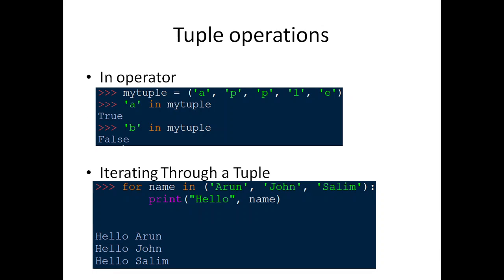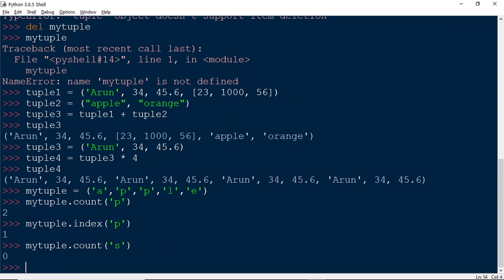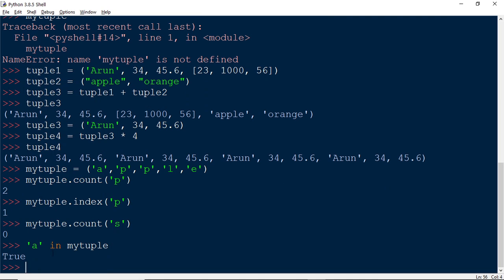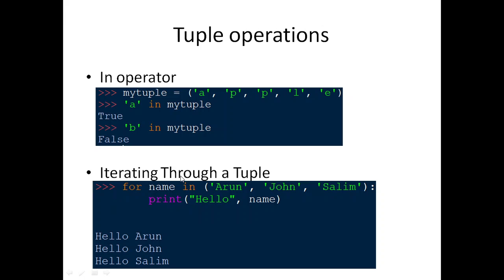Then tuple operations. We have other tuple operations. We have already seen the in operator. If you have a tuple, my tuple apple, you can simply check whether a is present, a in my tuple. It will return true because a is present in this tuple. We have already seen the in operator in the case of list. The same in operator can be used in the case of tuple also.